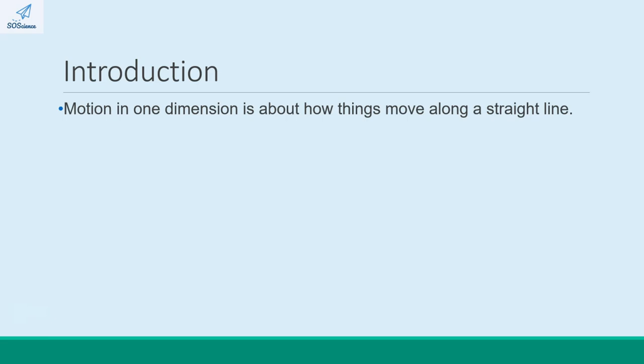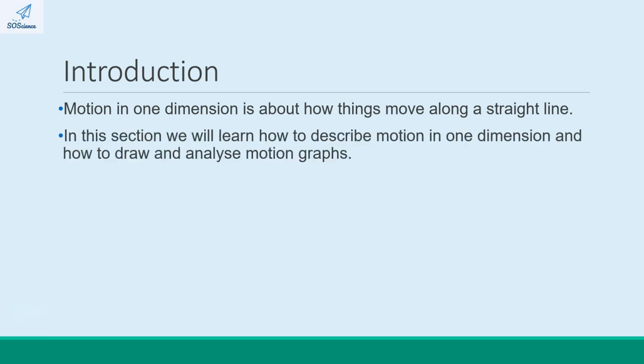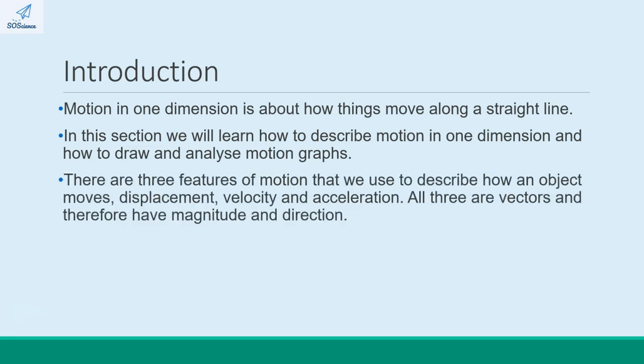Now, motion in one dimension is about how things move along a straight line. And in this section, we're going to learn how to describe motion in one dimension and how to draw and analyze motion graphs. There are three features of motion that we're going to use. One is displacement, one is velocity, and one is acceleration. And as we learned in the previous section, all three of those are vectors. So all three of those have magnitude and direction.